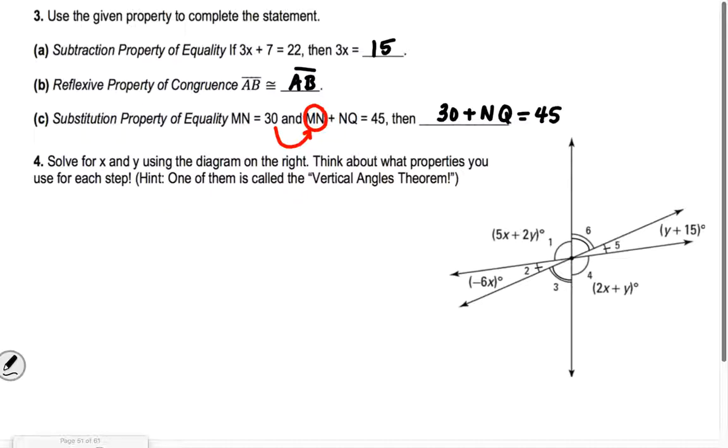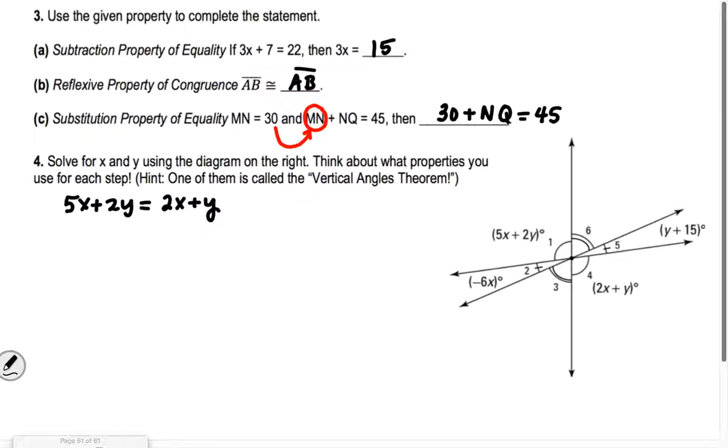Looking at these angles, do you see how angle 1 and angle 4 have to be the same as each other, right? Because they're vertical angles. They have to be congruent. So we're going to say that 5x plus 2y has to equal 2x plus y. That was by the vertical angles theorem. They are across from each other. We have an equation that has x and y.